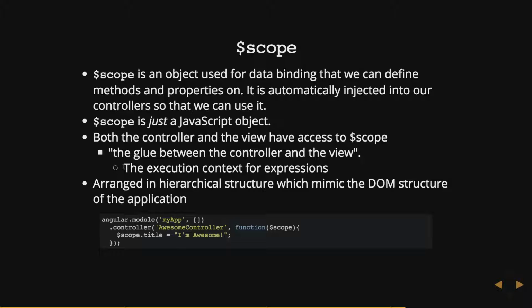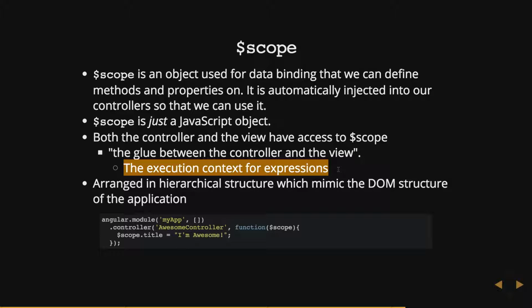I have this line right here, the execution context for expressions. So in your view, when you say ngClick equals $control dot showForm equals false, that line right there is an Angular expression. I mean, it's also like a JavaScript expression. But the idea is any expression you have on your page, including data bindings and handlebars and things like that, the scope is the execution context.